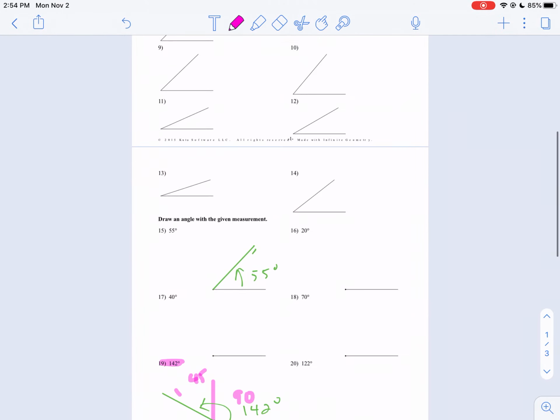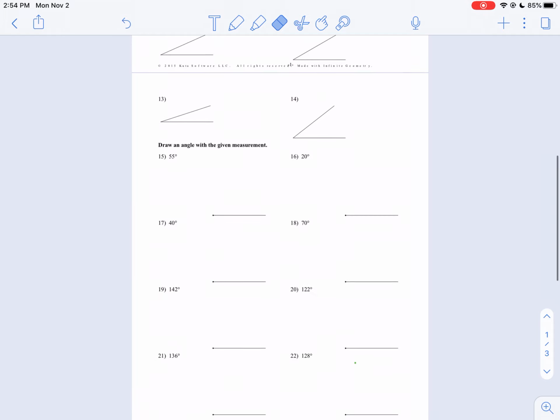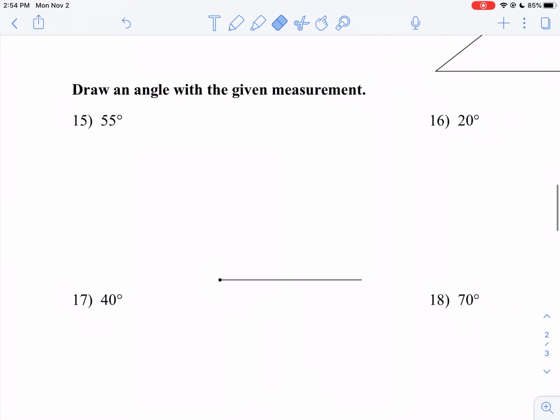They measure each angle. Then they have you draw an angle with the indicated measure. All right, so how do we draw a 55 degree angle? Again, you are going to do everything with respect to 90 degrees. So much easier.